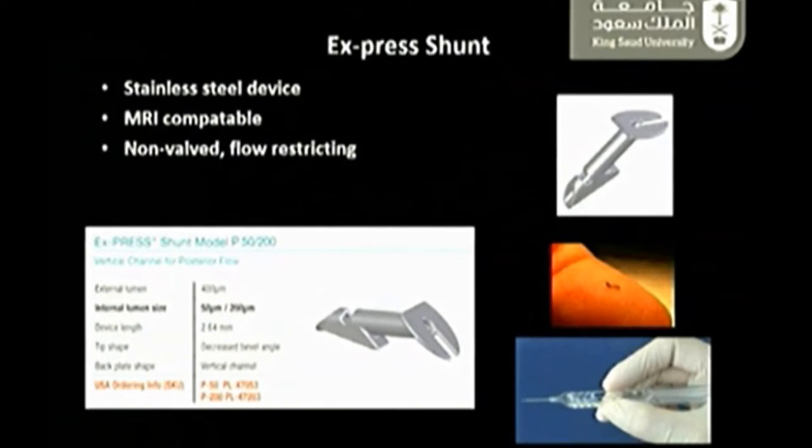So with the 50 micron, it's impossible to actually have hypotony because a 50 micron lumen is actually lower than the sclerotomy size, which can be between 300 and 500 micron. Okay? The external lumen is 400, but the internal lumen comes in 50 and 200. So you have P50, which includes an internal lumen of 50 micron, and we have the P200 model, which has a larger internal lumen of 200 micrometer. The device length is 2.64.